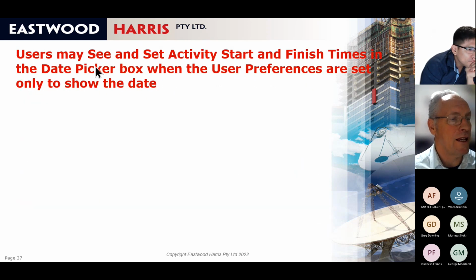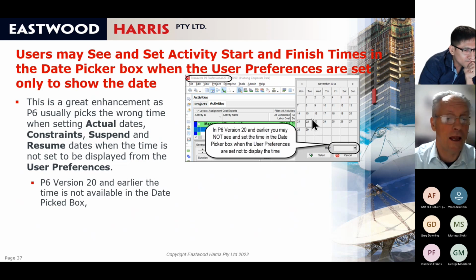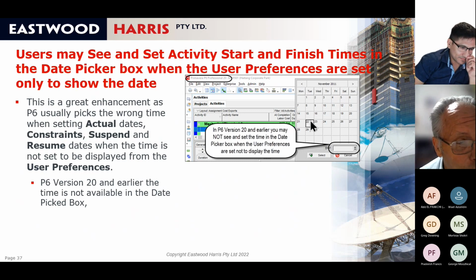The next thing here is users may see and set activity start and finish times in the date picker box. I think this is a good enhancement. So what happens in version 20, if you said, I don't want to see the time in the date field, you didn't see the time here, okay? You didn't see the time when you set a start, actual start, or finish, or a project start, or suspend and resume. And without showing the time, then P6 would often choose the wrong time.